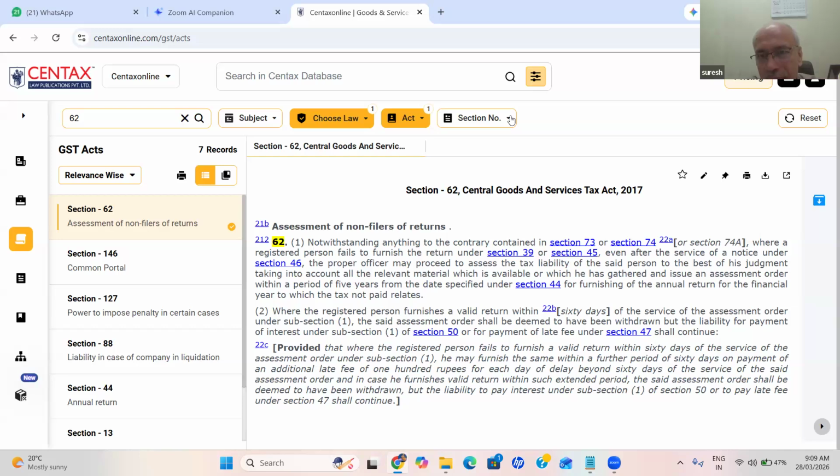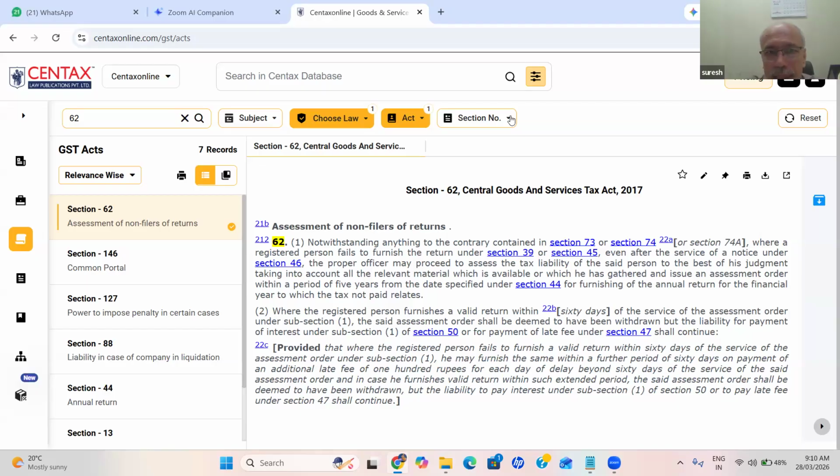So what is that procedure? There, first, we have to issue a DRC-01A. Then the proper officer has to issue the show cause notice. Then the proper officer has to give us an opportunity for personal hearing. Then after that, he will pass an order, and then the demand will be created.